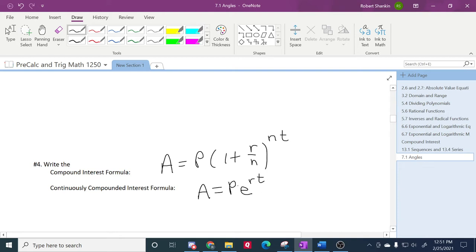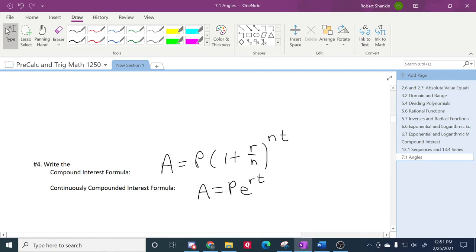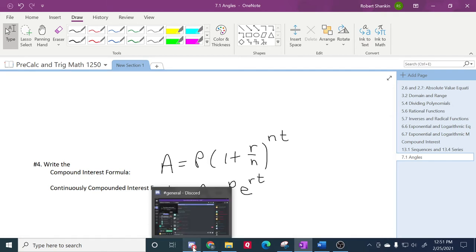Alright, so let me know, were you able to remember either or both of these formulas? Because we want to commit them to memory. If I could get feedback from everybody.